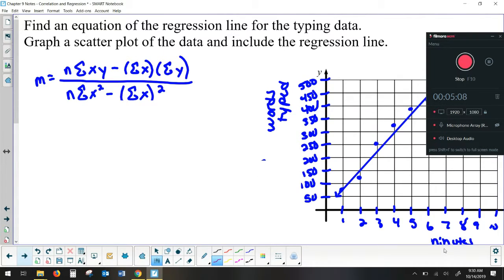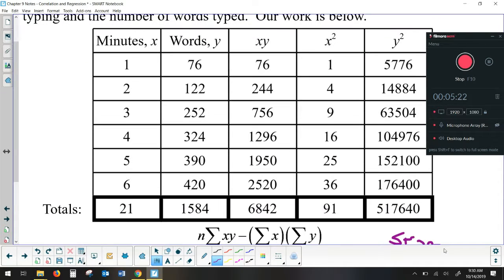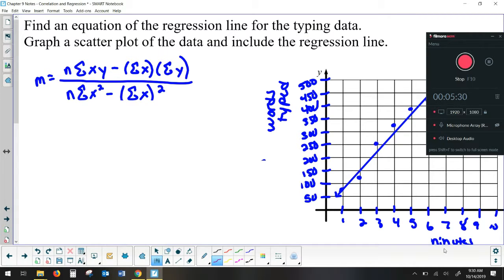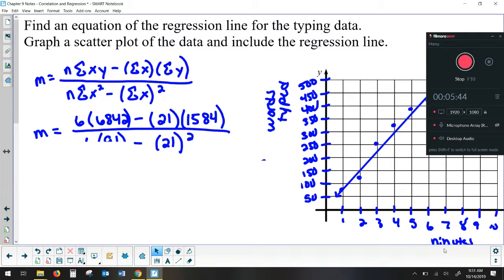Okay, putting this to work. Find the equation of a regression line for typing data. Graph a scatter plot of the data and include your regression line. So we look back. Okay, we already know the sum of x, y. We already know all of these sums. So we're going to just take them and plug them in to our equation for m. m is equal to n times the sum of x y minus the sum of x times the sum of y, all over n times the sum of x squared. So we plug those values in. Put them into that equation.